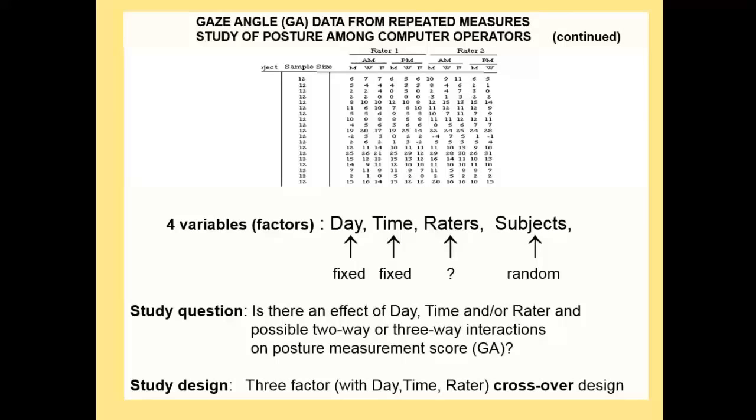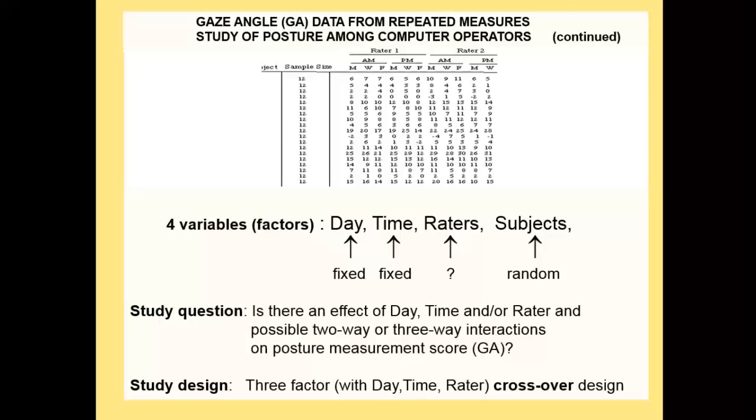This is a more complicated example that I'm just going to introduce because in this example, in addition, this is a different posture measurement. It's called gaze angle, not shoulder flexion. You can measure posture in a number of different ways. I don't know what gaze angle is.